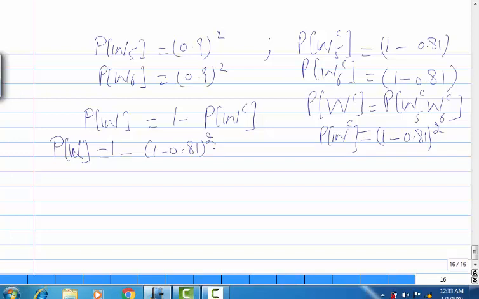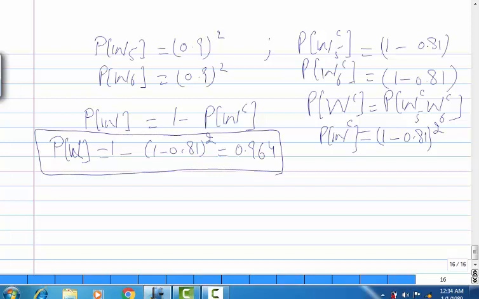Okay, when we solve this it becomes 0.964. As you see, when we introduce the redundant component, the success rate increased. If you look at the series component, the success rate is only 0.9. When we introduce the redundant component, the success rate goes up to 96%, okay, which is a good number.